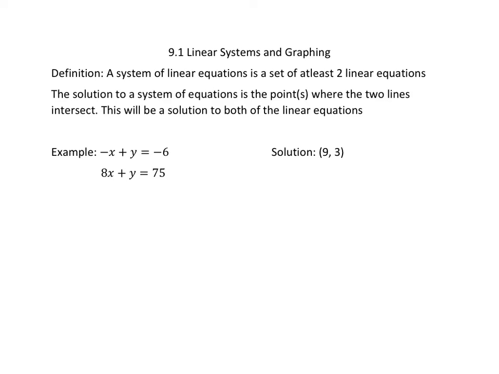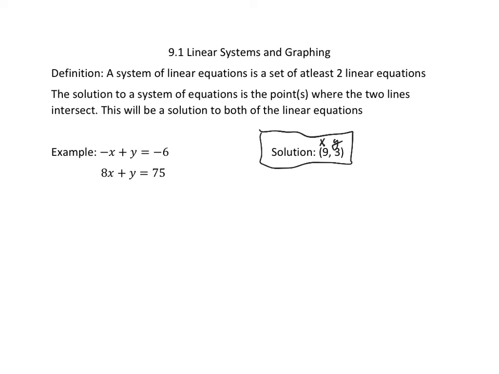So let's look at exactly what I'm saying. Here's a system: negative x plus y equals negative 6, and 8x plus y equals 75. The point (9, 3) is a solution to that linear system. So let's look at why that is. If I take that point, where 9 is my x and 3 is my y, and plug it in, it should be a solution to both of these equations.